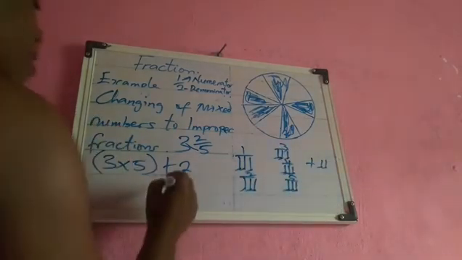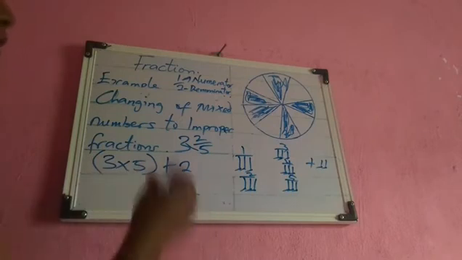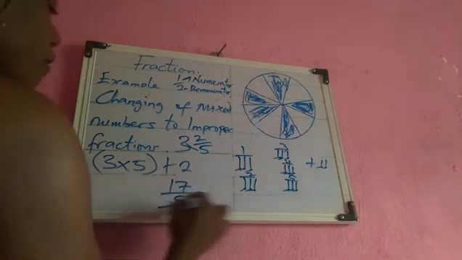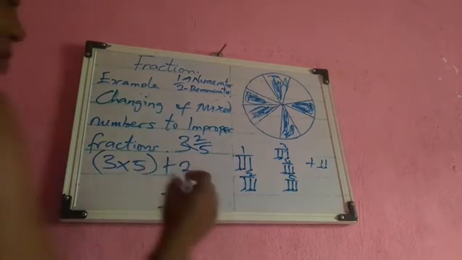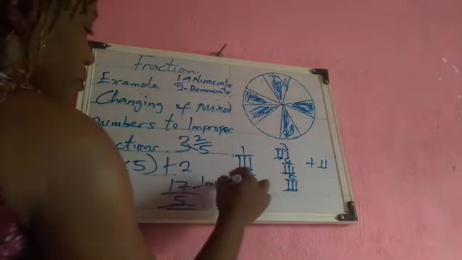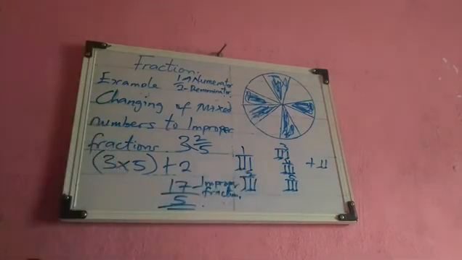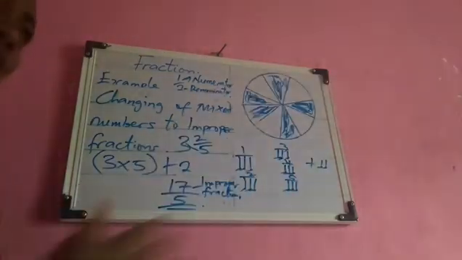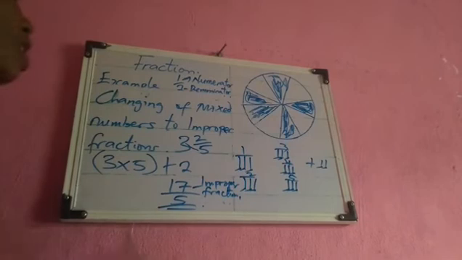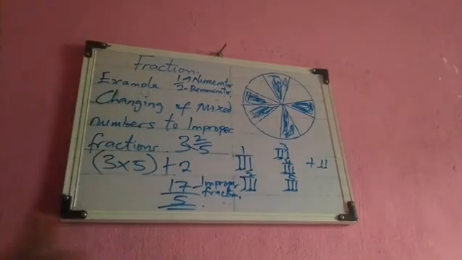All right, so we have 17 over what? What did we use? What is the denominator? All right, so our answer is 17 over 5. So what did we convert this to at the end of the day? We converted it to improper fraction. And improper fractions are usually what? The numerator is usually what? Good. So the numerator is usually bigger than the denominator.